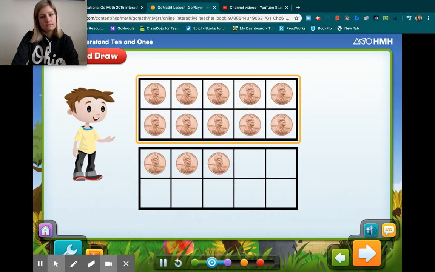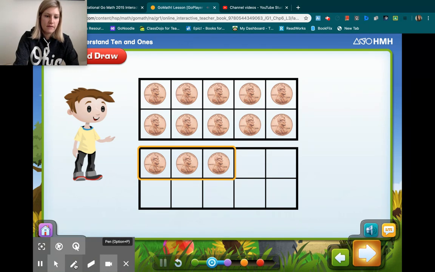When you use a 10 frame, you can find the total without counting each penny. Since the top 10 frame is full, you know there are 10 pennies. Then you can count on the 3 pennies in the bottom 10 frame for a total of 13.